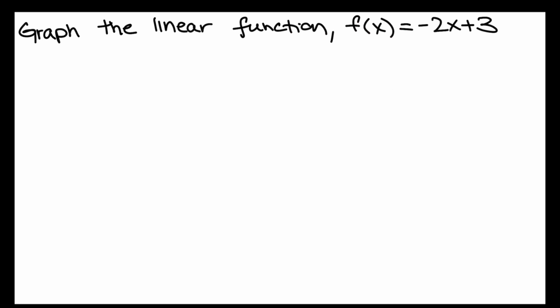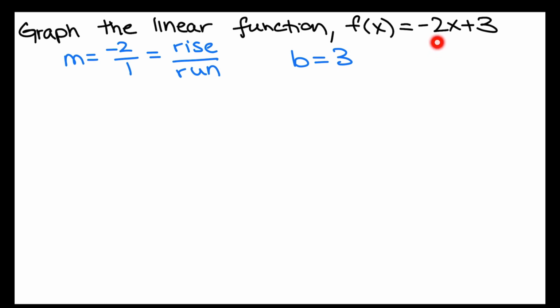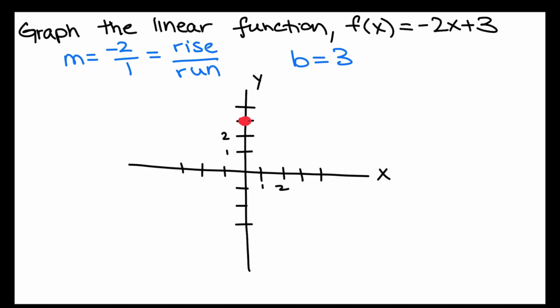We'll start by graphing. If we want to graph the linear function f of x equals negative 2x plus 3, this function is in slope-intercept form. The slope is the number in front of the x, negative 2, or negative 2 over 1, and the b, or the y-intercept, is 3. So to create the graph, I'm going to start by plotting that y-intercept. So when x is 0, y is 3.